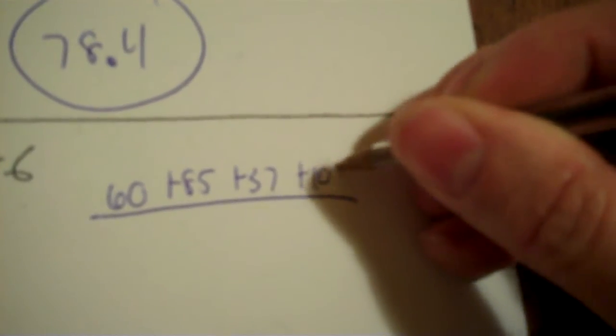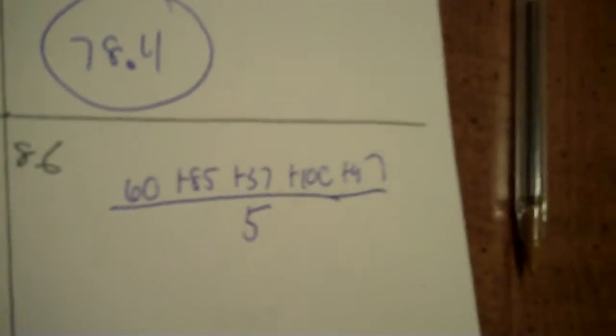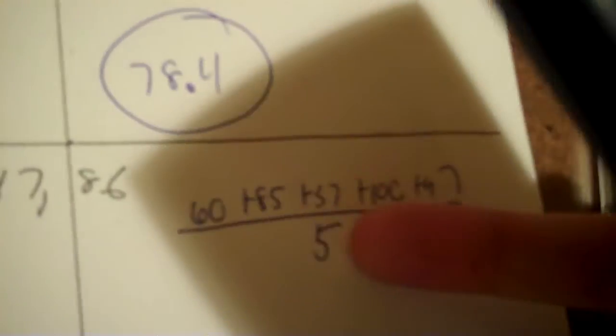Okay, next, 60 plus 85 plus 37 plus 100 plus 47. We're going to add, we're going to divide that answer by 5 because there's 5 numbers. You divide by however many numbers you're adding together. It's really an easy concept. What average does, it finds a number that best fits all the rest. So 329 divided by 5. Okay, it's 65.8. Okay, I want you to pause the video and do numbers 1 and 2 on the assignment and then resume the video. It's going to get a little bit tougher.